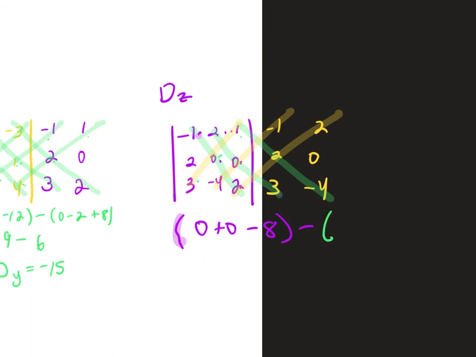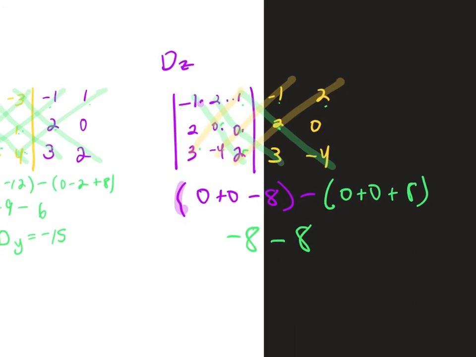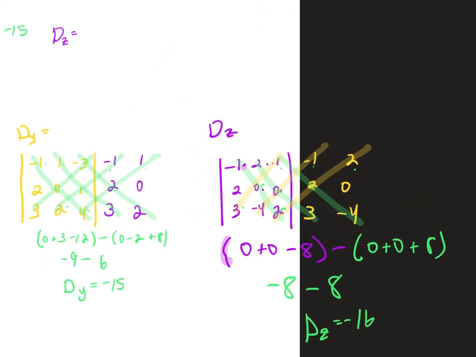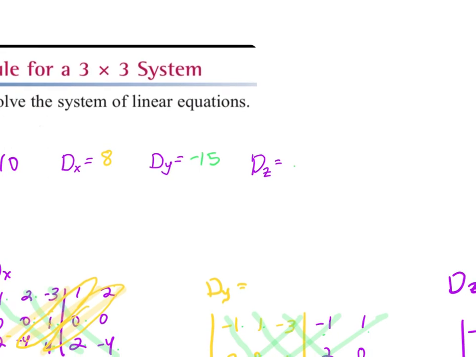3 times 0 times 1, 0. Negative 4, 0, and negative 1, 0. What's 2 times 2 times 2? 2 times 2 is 4 times 2 is 8. So I have negative 8 minus what? 8. Yep, which gives me negative 16. So D sub z is negative 16. So up here, I have negative 16.